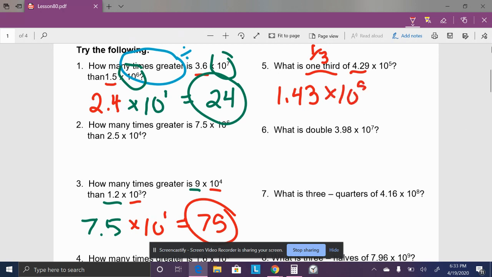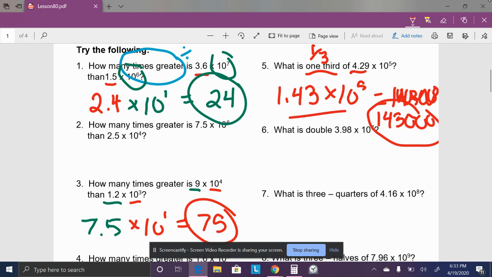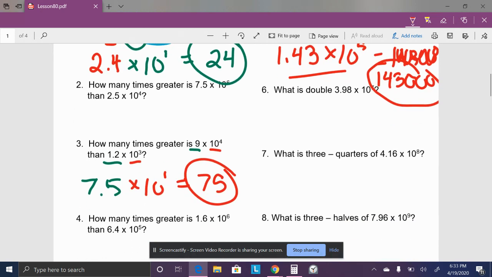That means I'm moving the decimal spot over 5 spots to the right, and you get your answer to be 143,000. 1, 2, 3 zeros. Okay, so that would be my final answer. If they asked to put it in scientific notation, you could also write it like that. But for this lesson, I'm going to have you type it in on Go Formative using the standard form.